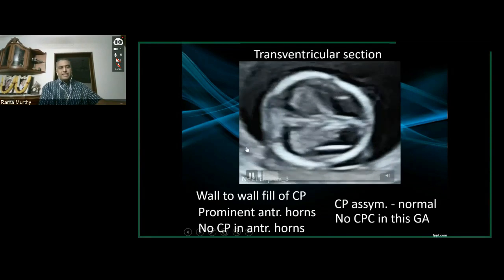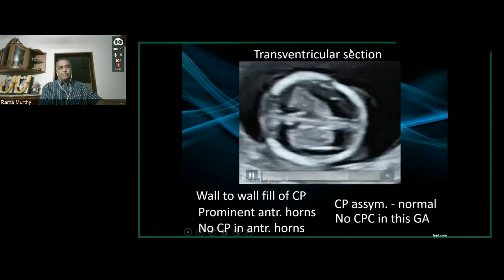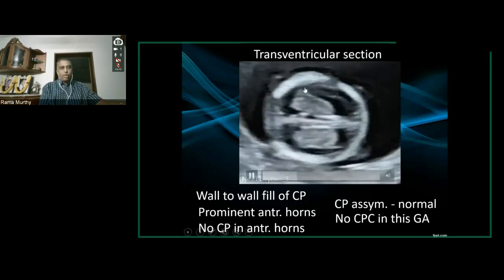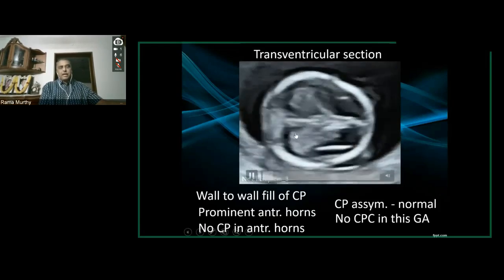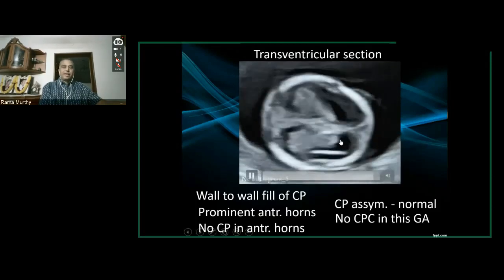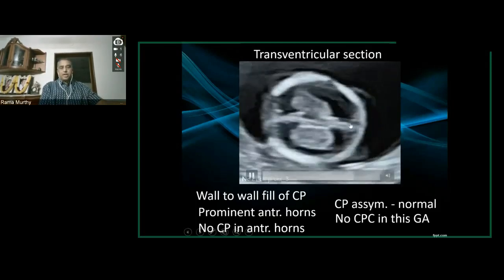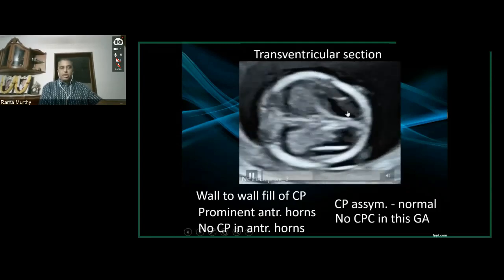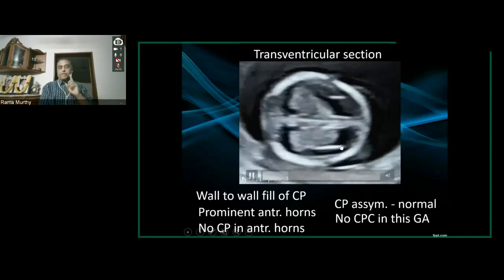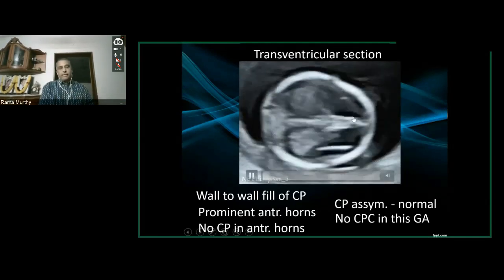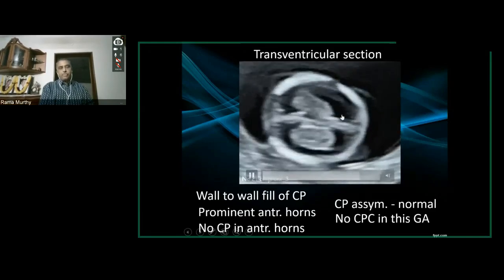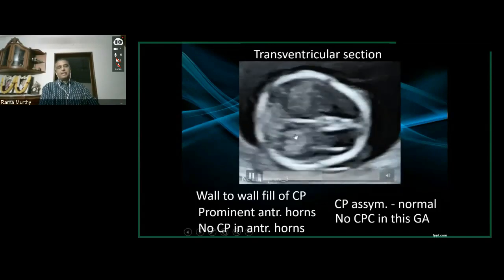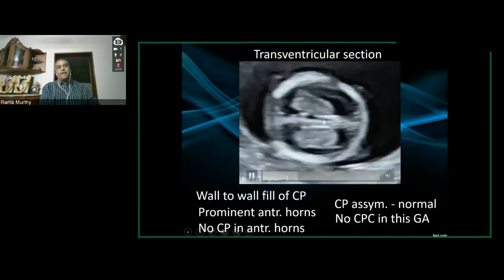Now, this is a transventricular clip that I'm showing you, and first of all, we realize that yes, it's a tight wall-to-wall fill of the choroid plexus. Remember, the anterior horns are relatively prominent at this stage. You will see the two anterior horns happening there, but the choroid plexus does not reach out in the transventricular plane. They do not reach into the anterior horns. They are empty. They are full of CSF, right?